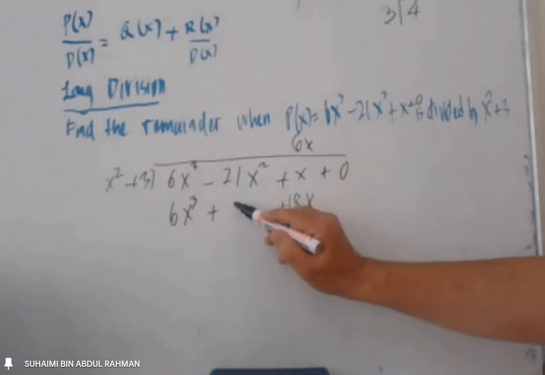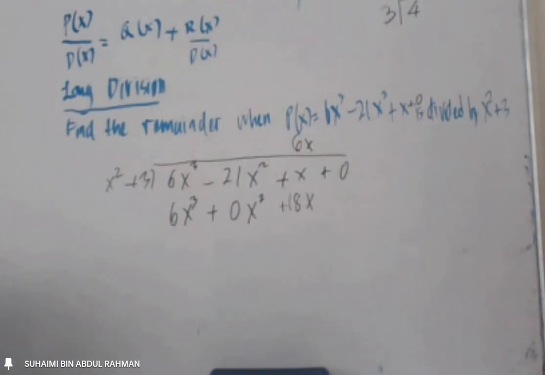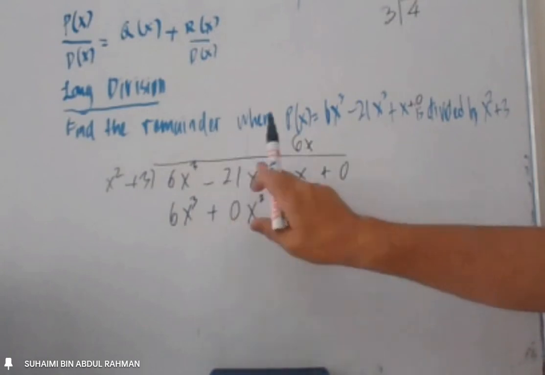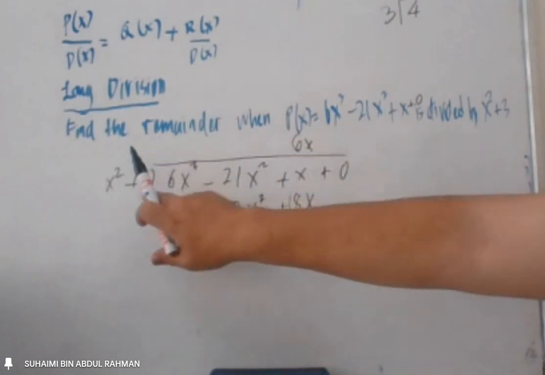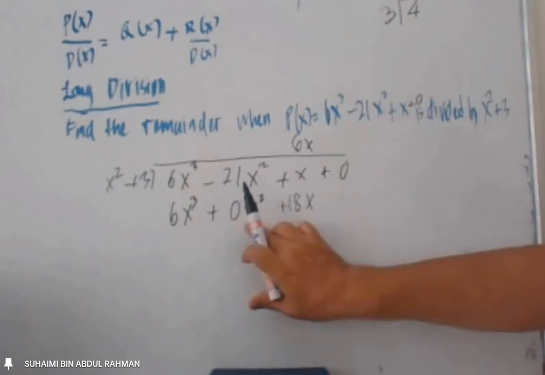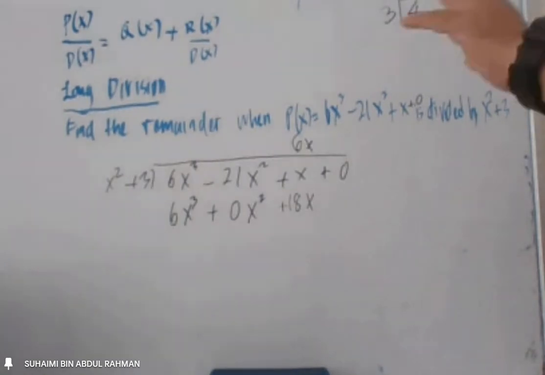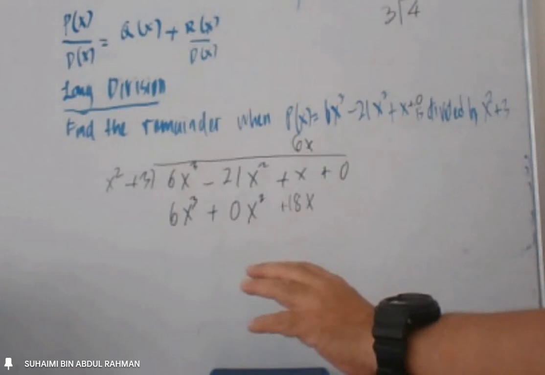Meaning that we write 0 for x squared, because we don't have x squared here. 6x multiplied by x squared gives 6x cubed. 6x multiplied by 3 gives 18x. But we don't have x squared. Doesn't matter. When we don't have it, we just write 0x squared. Before that, we have to write everything, even what we do not see, but it's there. You get it?